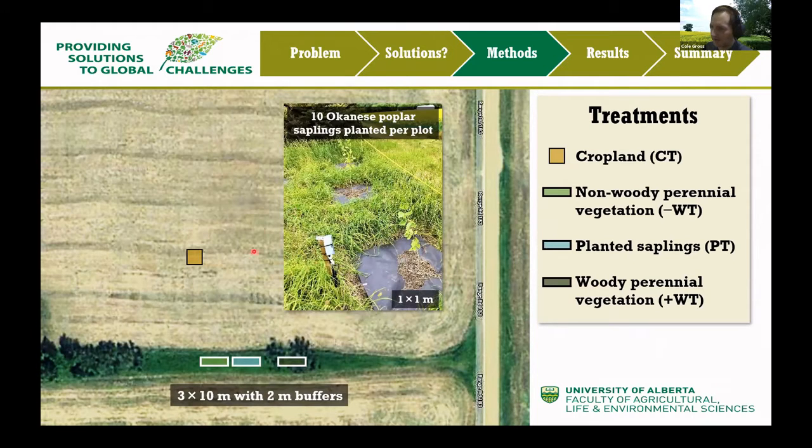We also compared the cropland and adjacent perennial vegetated areas, either with or without a woody component. 10 Okanese poplar saplings were planted in one of the 2 non-woody perennial plots in early June of 2018. Woody, non-woody, and planted subplots were selected randomly in representative perennial vegetated areas.